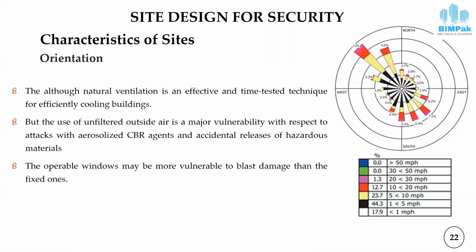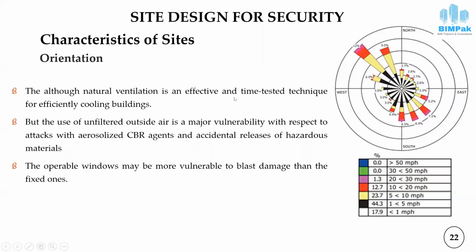So the orientation also has a very significant effect on the designing for blast loading. So here we can see that this line shows the wind's direction. Here we can see that from the northwest, we have high speed of wind, and from the northeast side, we have low wind speed.